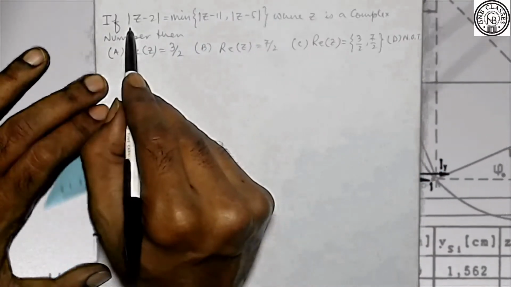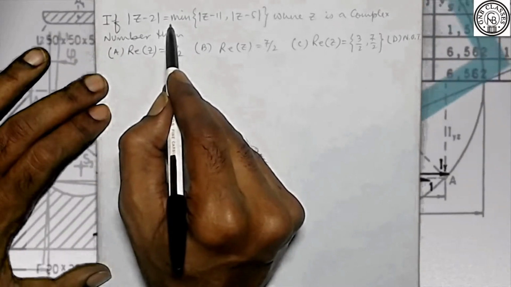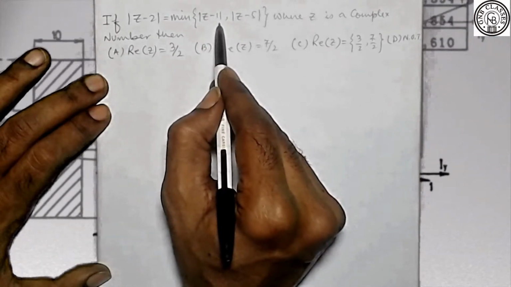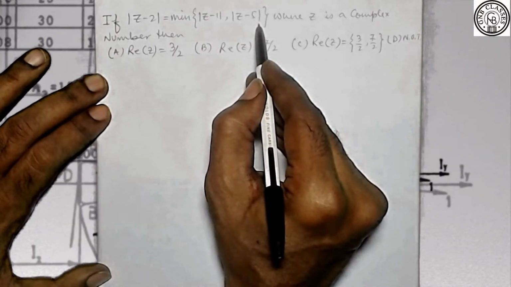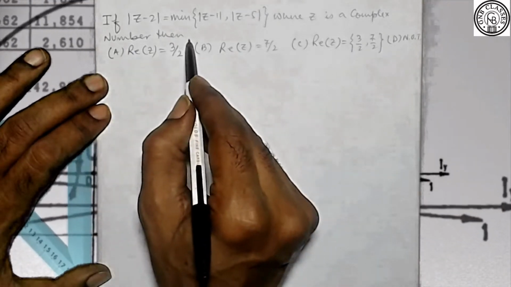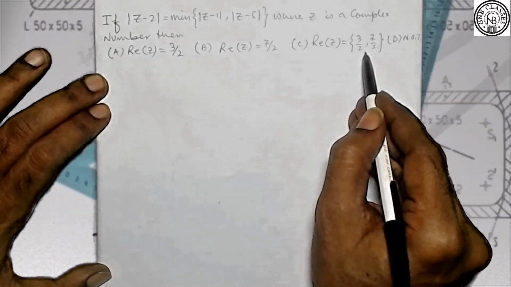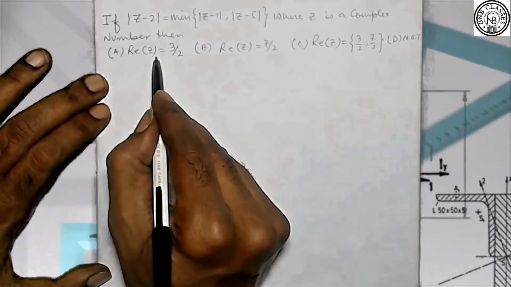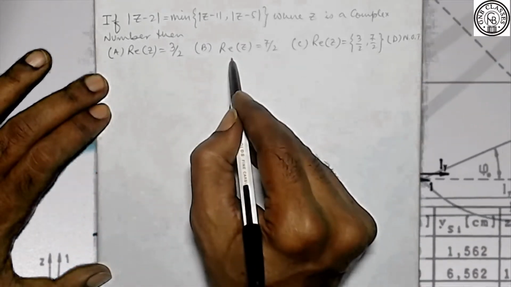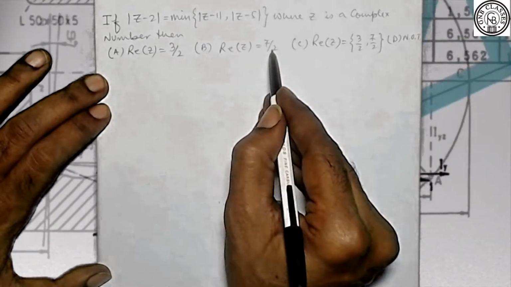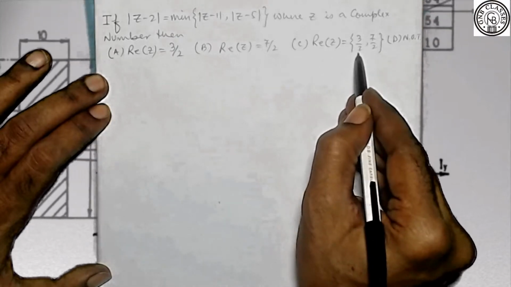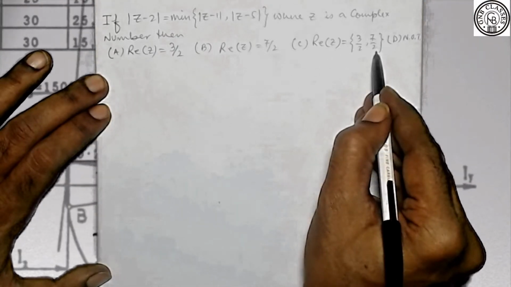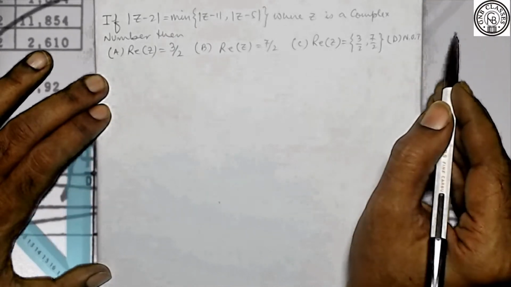See this problem. If mod of z minus 2 is equal to the minimum of mod of z minus 1 and mod of z minus 5, where z is a complex number, then which one of the following is correct? Option A, real part of z is 3 by 2. Option B, real part of z is 7 by 2. Option C, real part of z is 3 by 2 or 7 by 2. And option D is none of these.